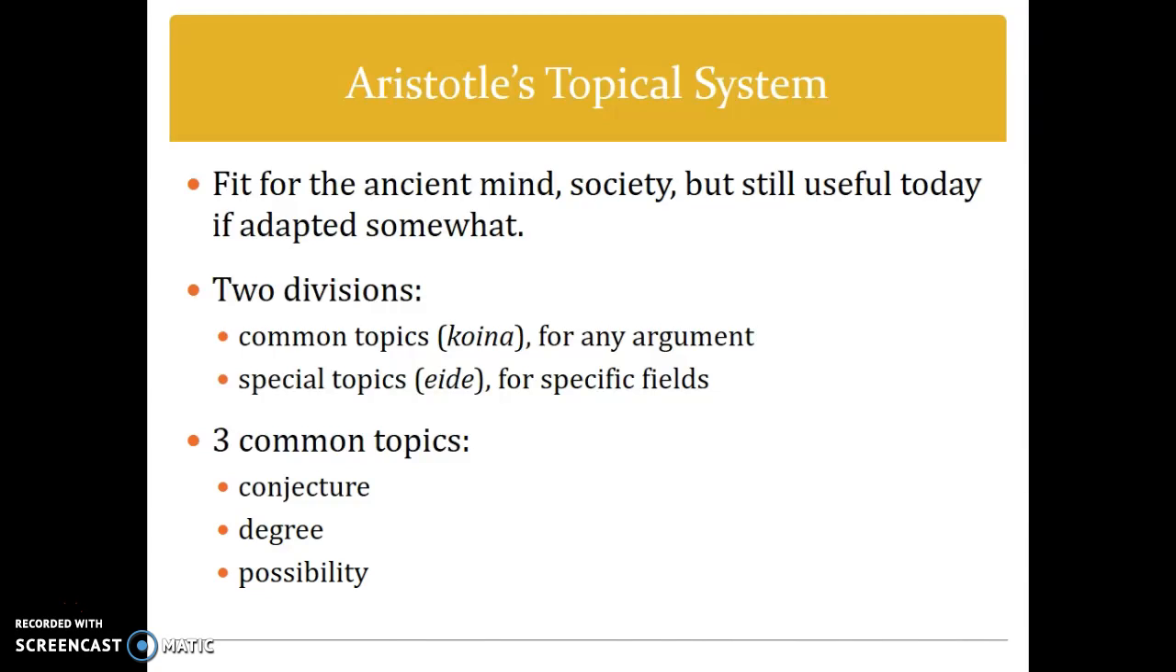And why are they called the common topics? Really because, as we said a few moments ago, these three major ideas fit almost any sort of argument. Once you have a good grasp of these topics, you can talk about just about any sort of subject matter. You can talk about conjecture, degree, possibility. As you can see, it sounds very much like what we talked about last week with stasis theory, but again, that overlap is on purpose.